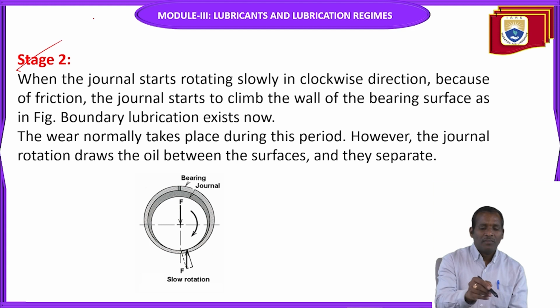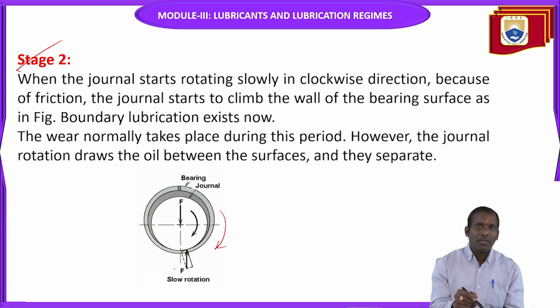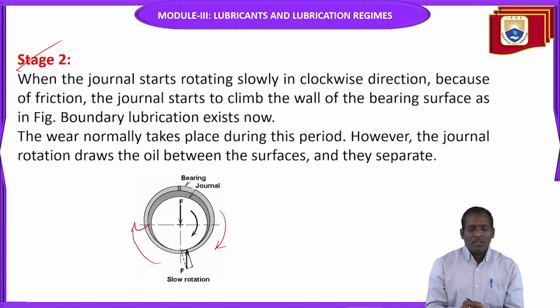The second stage, when the journal starts to rotate slowly in the clockwise direction, like this. Because of the friction, the journal starts to climb the wall of the bearing surface as shown in the figure. In this case, there is boundary lubrication between these two surfaces. So the journal starts to climb the wall. So the wear normally takes place during this period. However, the journal rotation draws the oil between the surfaces and they separate.